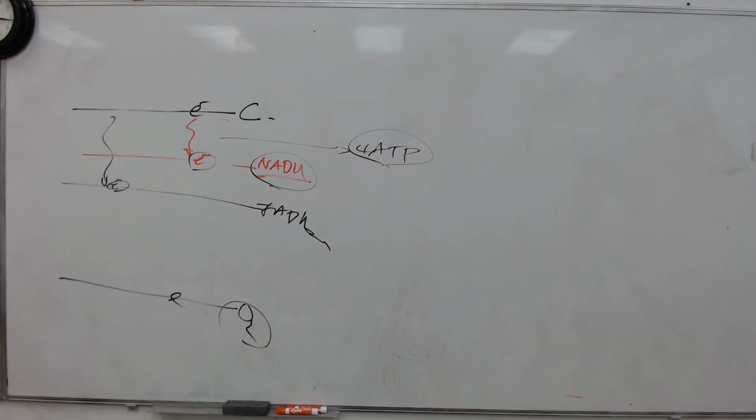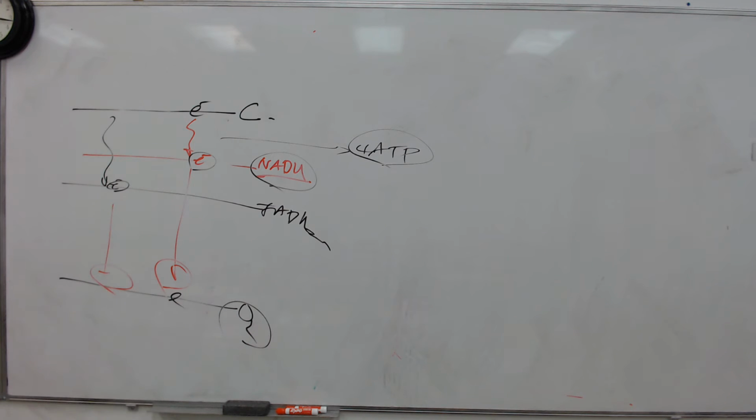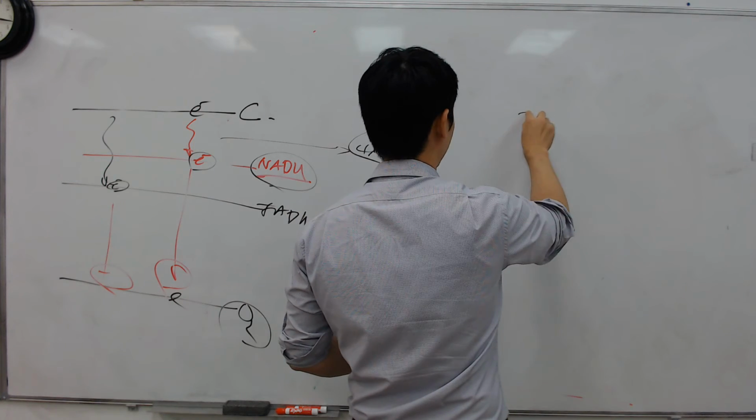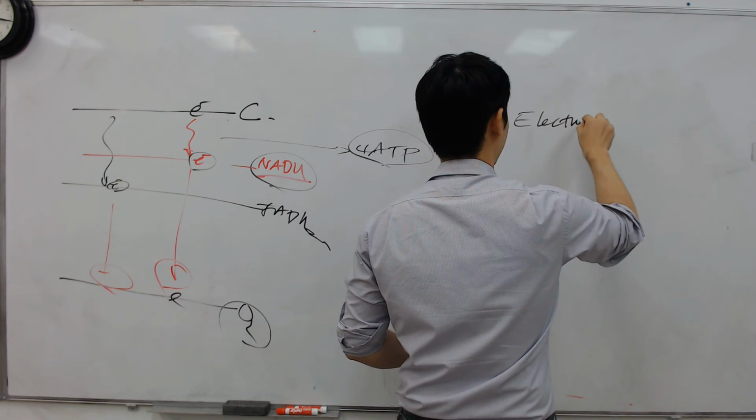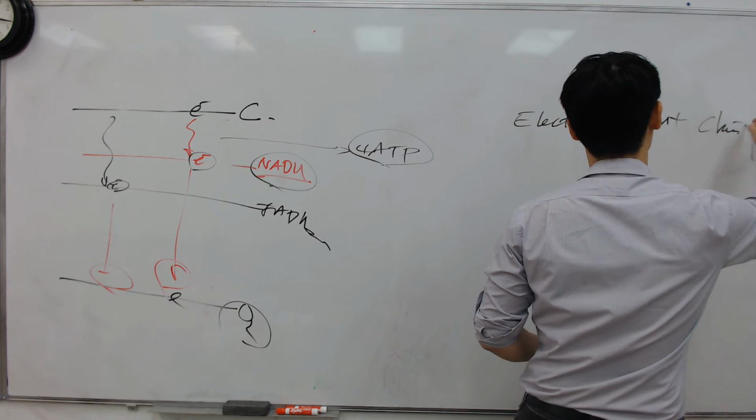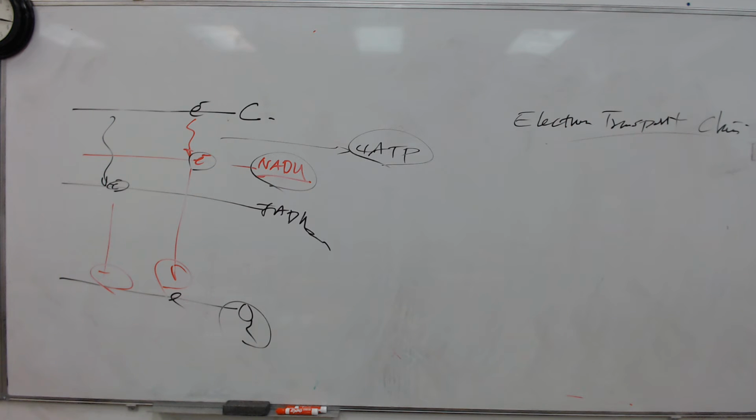And what do they do with this now is the question you have to ask yourself. So how do they use this energy? How do they use this to mass produce ATP? And the answer to that is what we call the electron transport chain. Electron transfer chain, that's what they call it. So using the electron transfer chain, they will start to mass produce ATP.